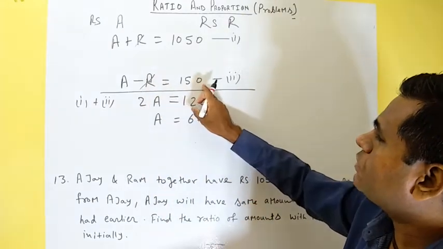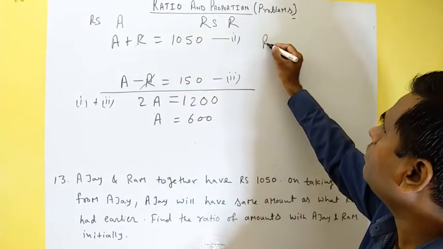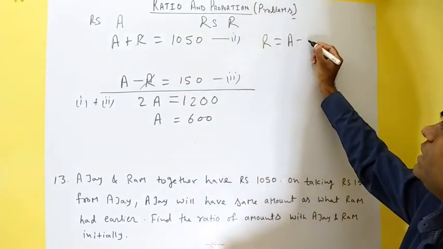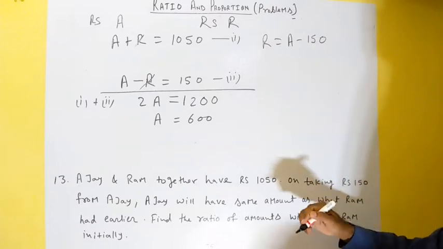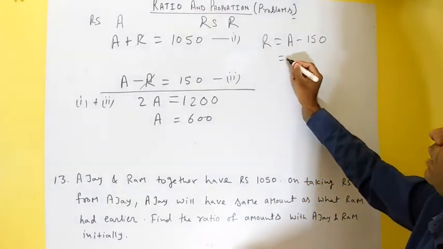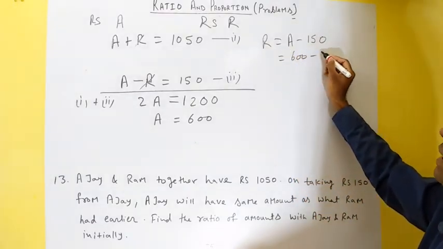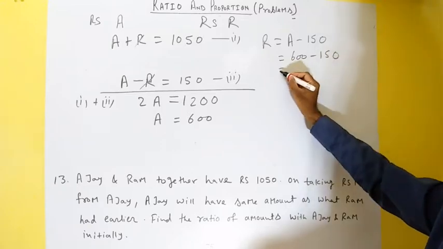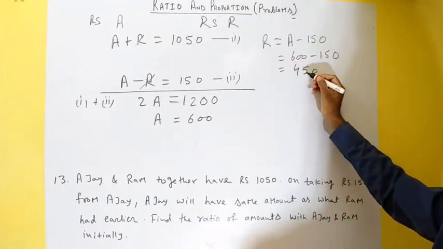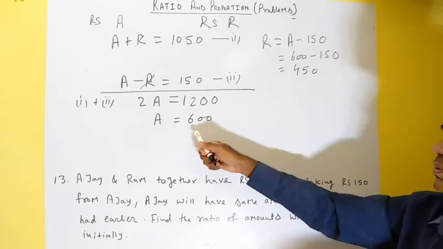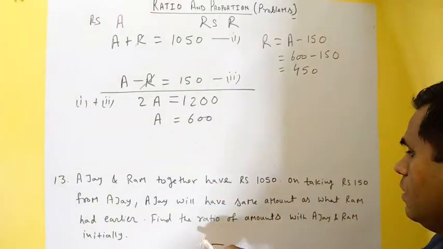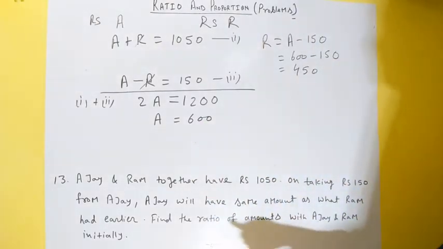Just send r to this side, and then r is equal to a minus 150. So a is 600 minus 150, which will give you 450. So Ram is having 450 rupees, Ajay is having 600 rupees. So find the ratio of the amounts with Ajay and Ram initially.